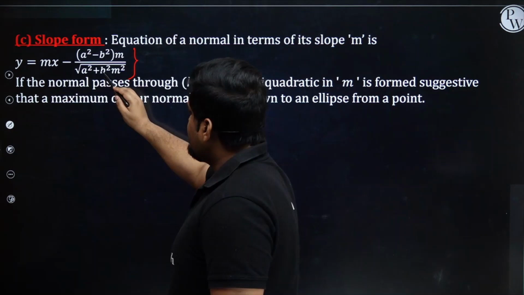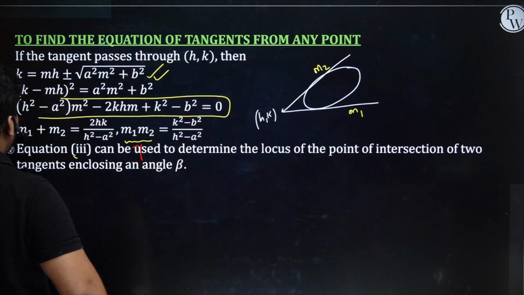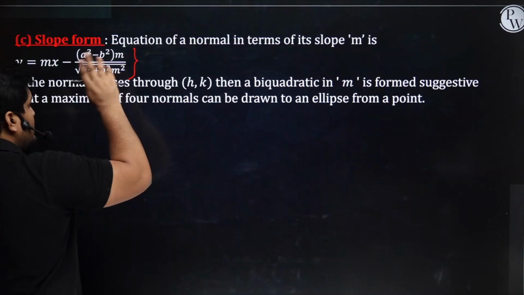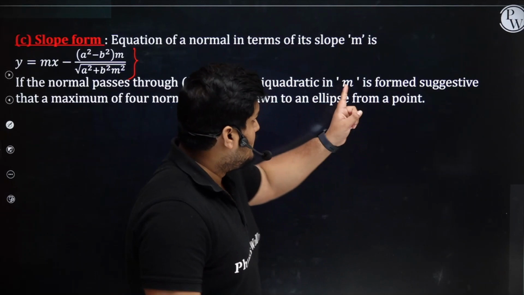Okay, if you see the equation of tangent, this was a square m square plus b square. But in normal it is a square plus b square m square. Okay, difficult to remember, but try to memorize, guys. Slope is m, and this is how we write it, mx minus a square b square m, over a square plus b square m square.